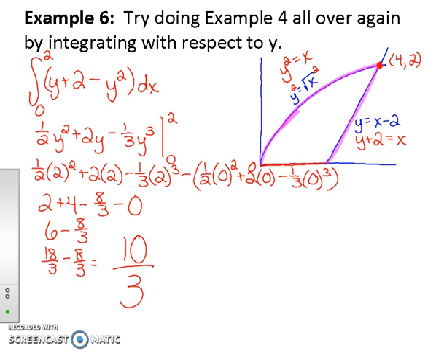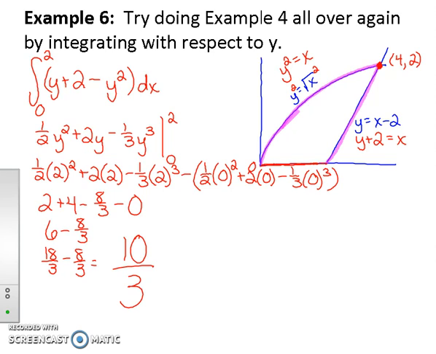So if you think about it, you should have already known what this answer was, because changing our perspective does not change the amount of area that's in there. We already knew what the answer was because we had found it back in example 4. It was 10/3. So hopefully you got 10/3 yourself. If not, compare your work to mine and see where we went different ways.